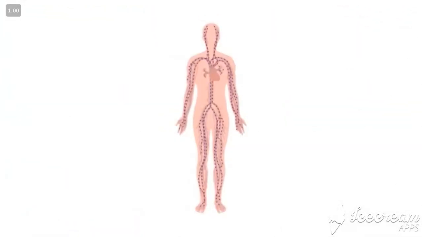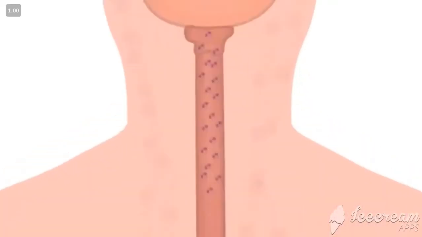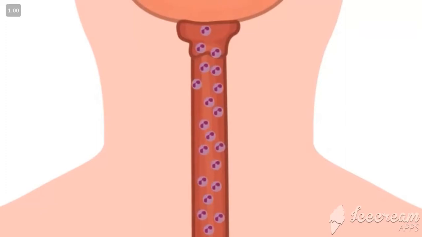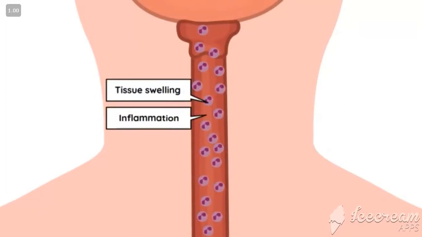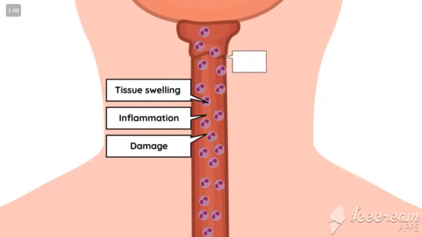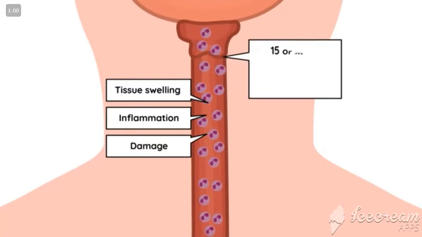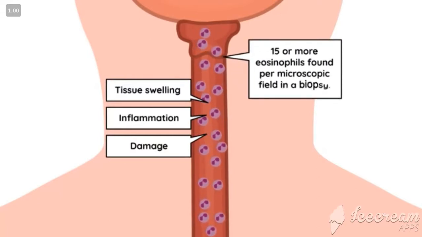Eosinophils are white blood cells that are normally found circulating in the body. However, in EOE, these cells collect and build up in the esophagus. These cells cause tissue swelling, inflammation, and damage. The diagnosis of EOE is made when there are 15 or more eosinophils found per microscopic field in the biopsy.